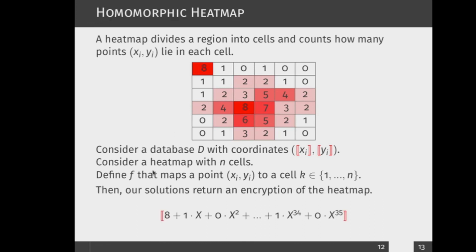If we apply our method considering this setting, it will take the value 1, so the first cell, and count how many points evaluate under this function to the first cell. Right? So in the end of our methods, we would have a polynomial like this that represents exactly the heat map. So we have 8, meaning that the first cell has 8 elements. 1 here, the second cell has 1 element, and so on.